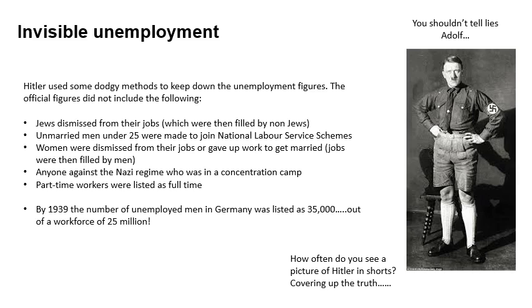By 1939, the number of unemployed men in Germany was listed as 35,000 people. All right, and that's out of a workforce of 25 million. So you can see there that perhaps the Nazi figures, we can see they've done some underhand tactics in order to get to those impressive looking figures.